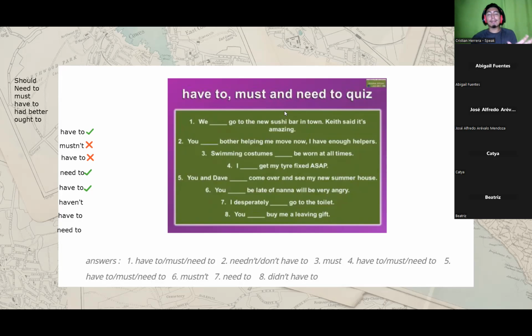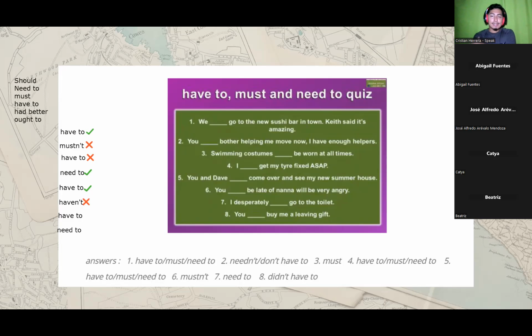Okay, si usamos solamente have to, entonces la respuesta sería have to or don't have to. Okay, so be careful in that part. And then everybody, well, as you can see, the right answer is mustn't, okay? At the end, it's talking about obligations again.